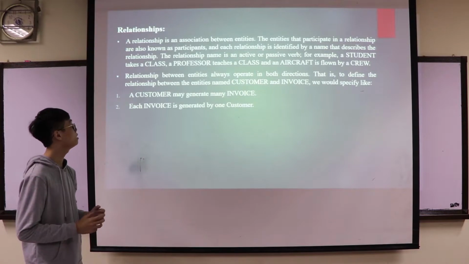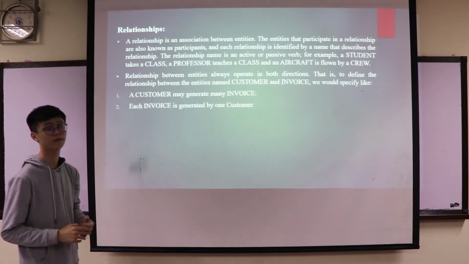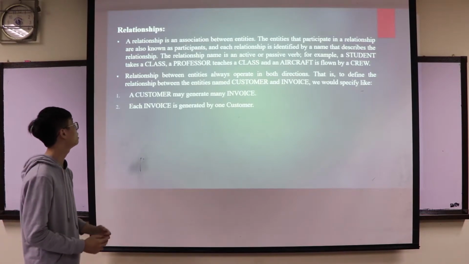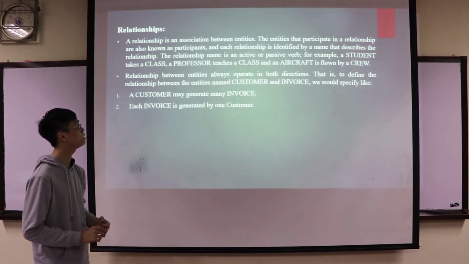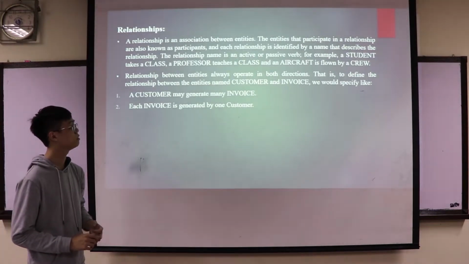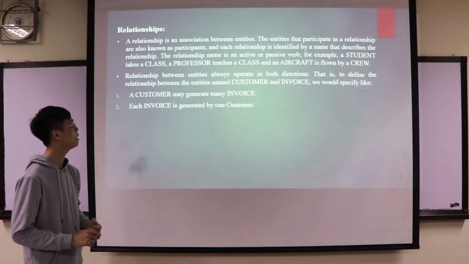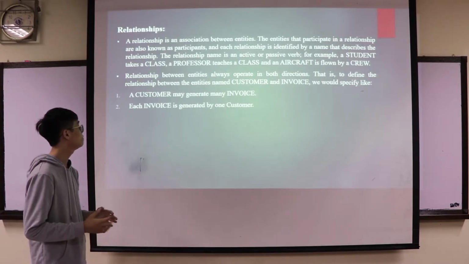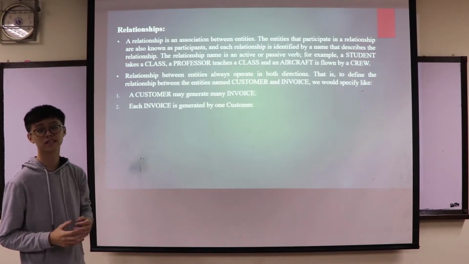Relationships between entities always operate in both directions. That is, to define the relationship between the entities named customer and invoice, we would specify that a customer may generate many invoices. Each invoice is generated by one customer.